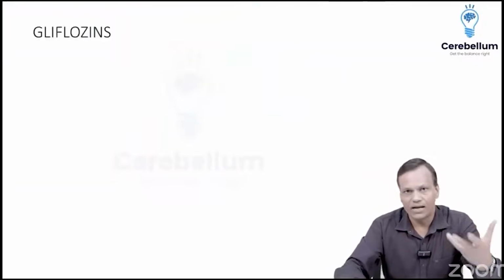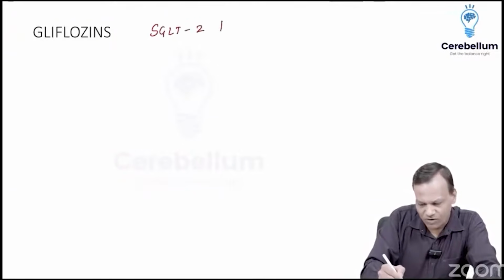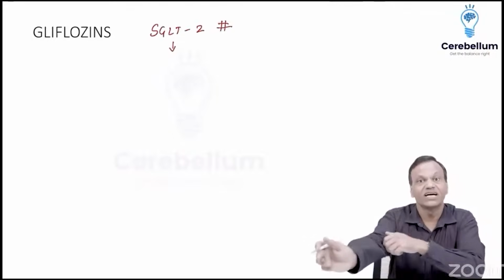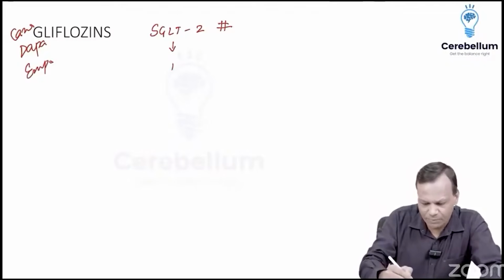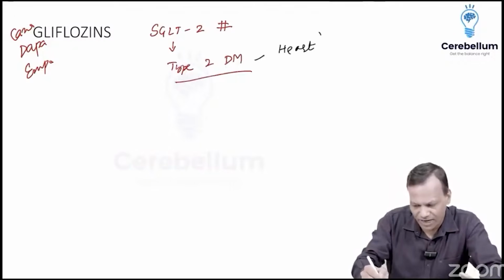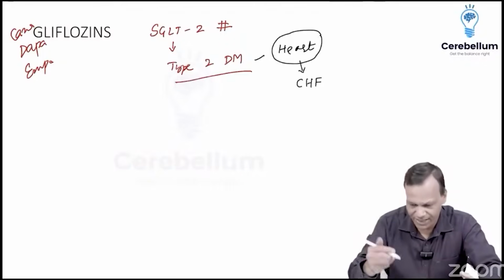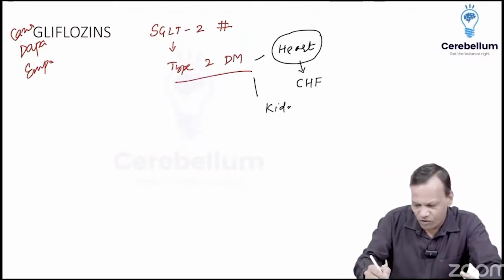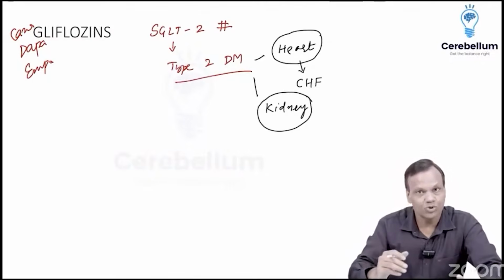The most important anti-diabetic drugs are gliflozins. Gliflozins are SGLT2 inhibitors. What is important to remember about them? Their names end with gliflozin: canagliflozin, dapagliflozin, empagliflozin, plenty of drugs are there. They are used in type 2 diabetes mellitus, and they have two special advantages. They are very, very good for the heart. They have a protective effect on the heart. In fact, they are approved in congestive heart failure. They can decrease mortality. Second, they are very good for the kidney also. They prevent the progression of kidney disease in diabetes. So these are the two special points.